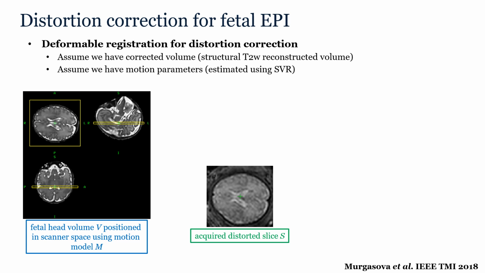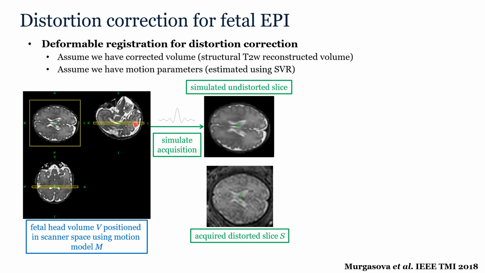As a target, we will use a structural T2-weighted reconstructed volume that doesn't contain any distortion, and we also assume that we have motion parameters that were estimated using slice-to-volume registration. So we will use this structural volume to simulate the undistorted slices. First we position the volume in the scanner space according to the motion parameters that we estimated, and then we apply a point spread function to simulate the undistorted slice.